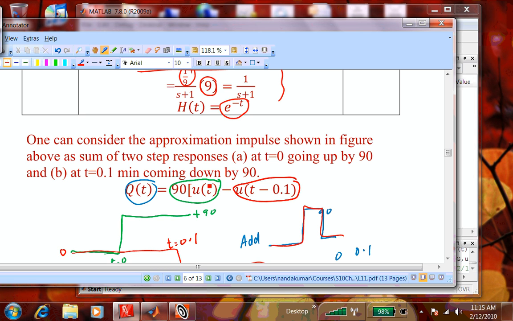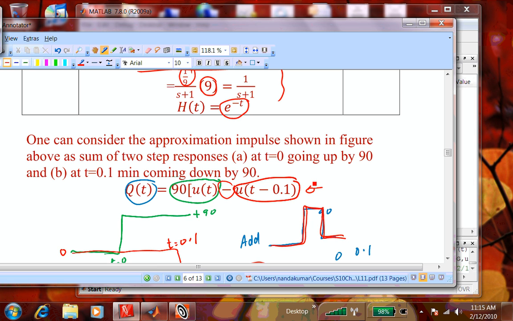Unit step function. U of t goes from 0 to 1, of course in this case multiplied by 90. And what is u of t minus 0.1? Do you understand that symbol? It simply says that at 0.1, there is a step change, and it is a negative step change. It goes in the negative direction by the same magnitude, 90. So the graphical representation that I have shown here is mathematically represented by this equation.